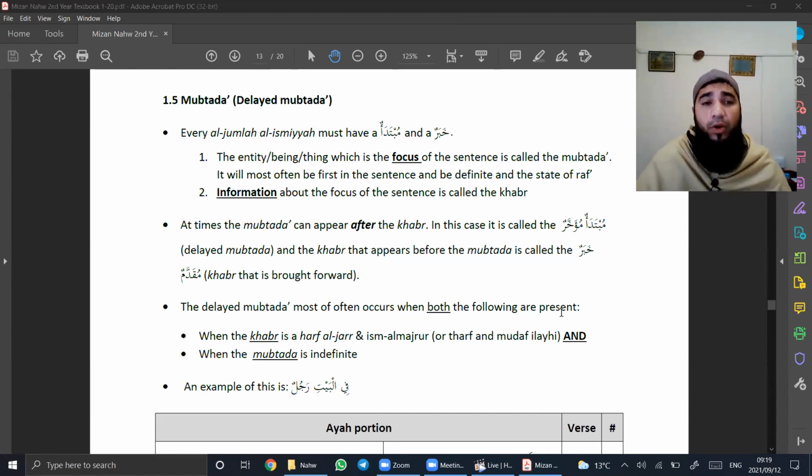But now, the departure from that rule is the fact that at times the mubtada can appear after the khabar. So we're mixing up our sentence structure now. There must still be a mubtada and a khabar. However, now the khabar can come first and then it's followed by the mubtada. Right, and when we do that, we call it different names.